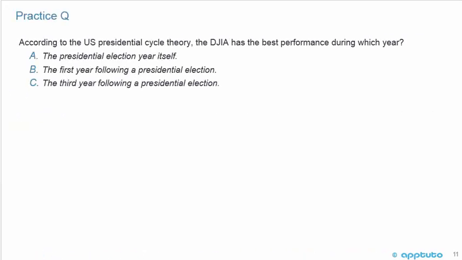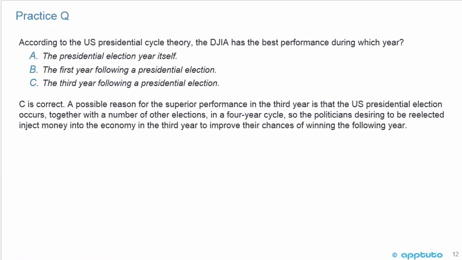Another quick practice question. According to the U.S. presidential cycle theory, the Dow Jones Industrial Average has the best performance during which year? A, the presidential election year itself. B, the first year following a presidential election. Or C, the third year following a presidential election. This question wasn't too difficult.